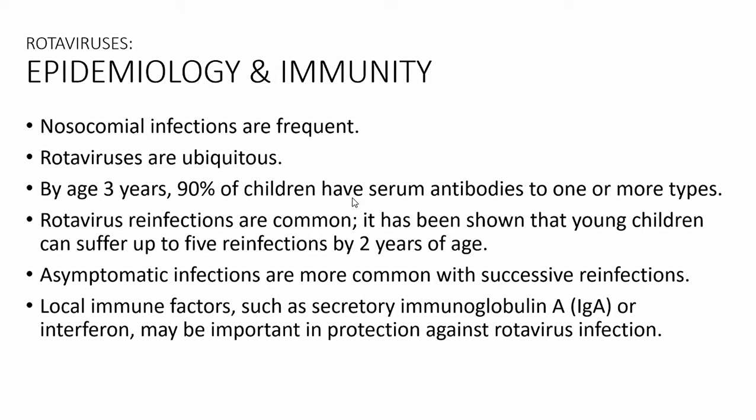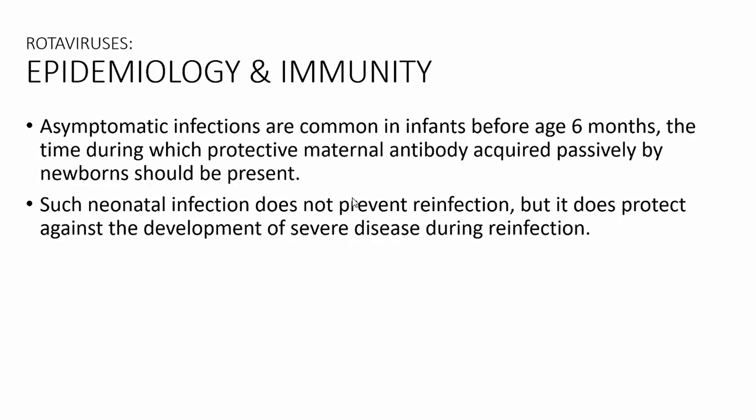Local immune factors such as secretory IgA or interferon can be important in protection against rotavirus infection. Asymptomatic infections are common in infants before the age of 6 months. This is the time during which protective maternal antibody acquired passively by newborns should be present. Such neonatal infection does not prevent reinfection, but it does protect against the development of severe disease during reinfection.